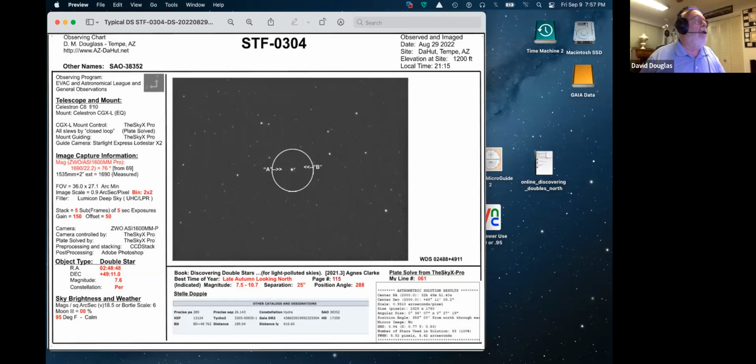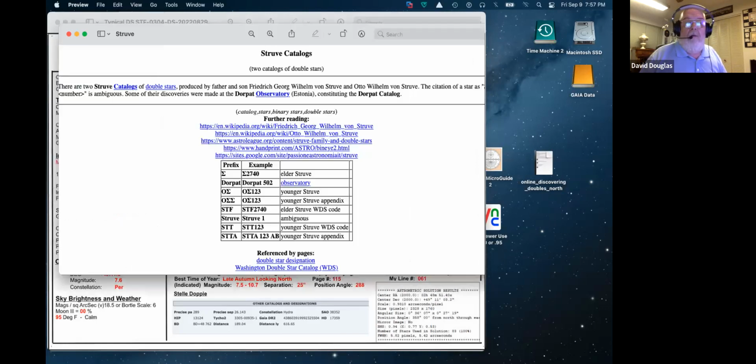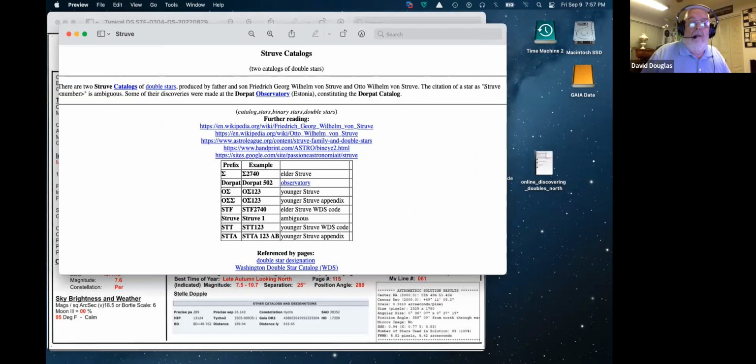Now, I mentioned this is a Struve object. Oh, my mouse covered something up, which is not good. There we go. Okay. Lots of Struves. Notice a reference in the chart here: Elder Struve, younger Struve appendix. So there's multiple Struves. It's a family.